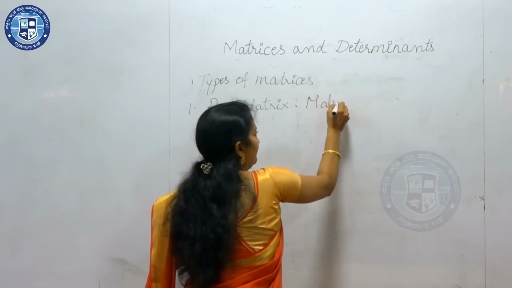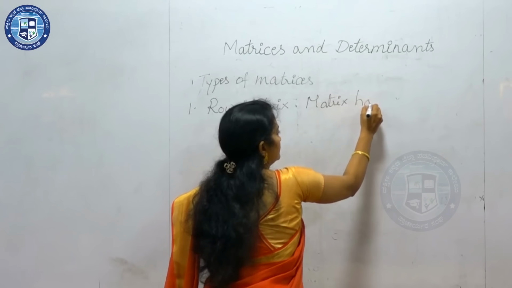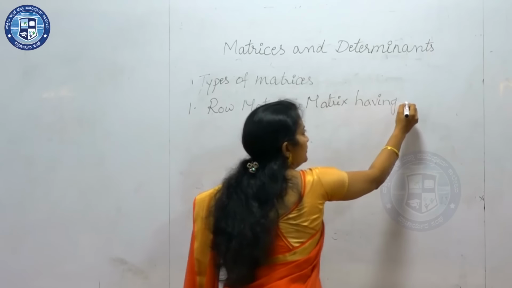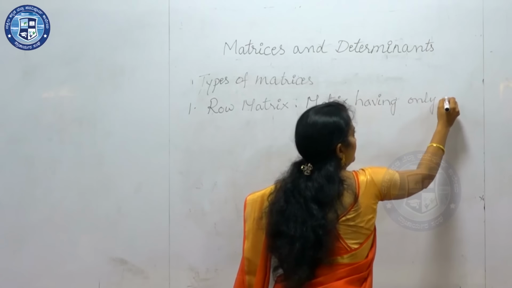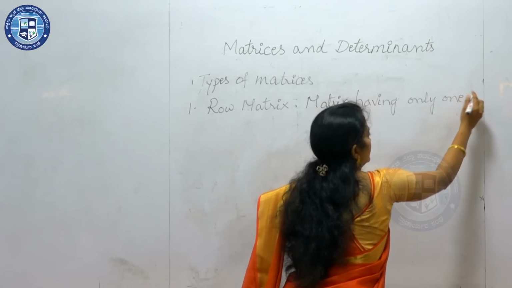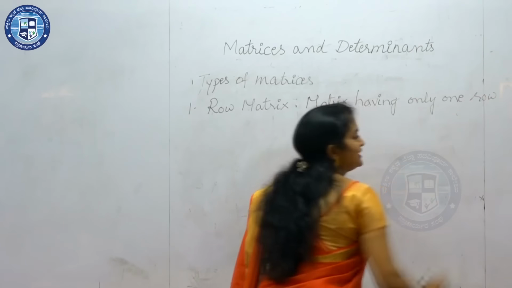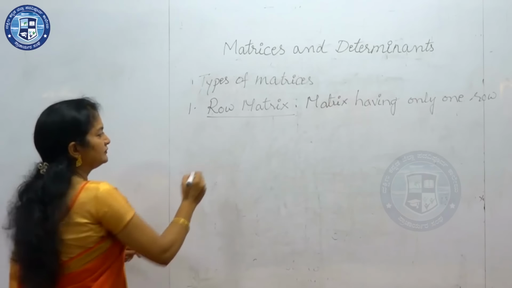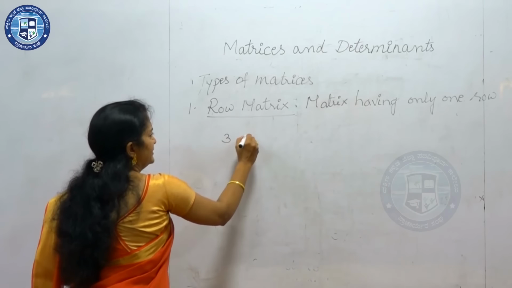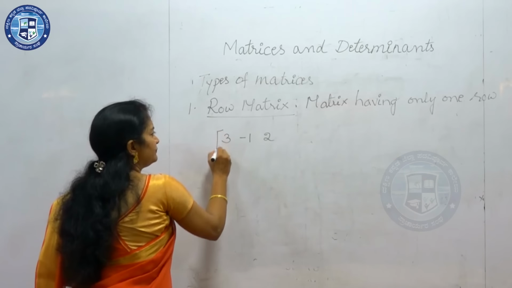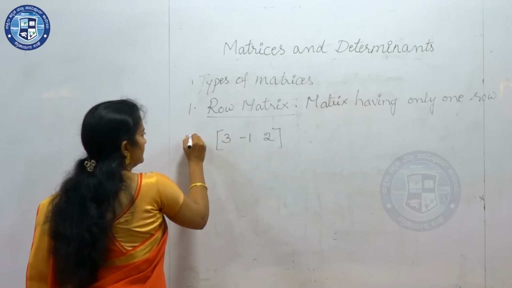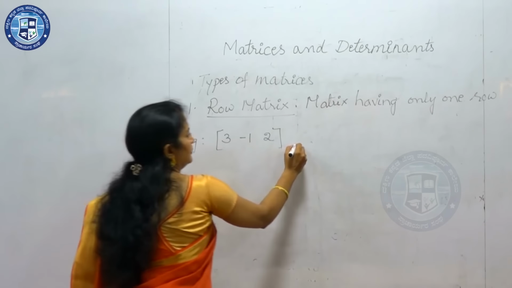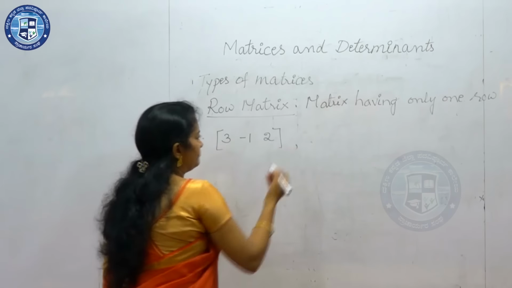Matrix having only one row is called a row matrix. Example, 3, minus 1, 2. One more example is 0, 5. This is also one more row matrix.